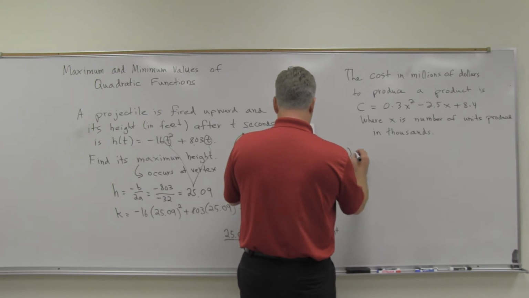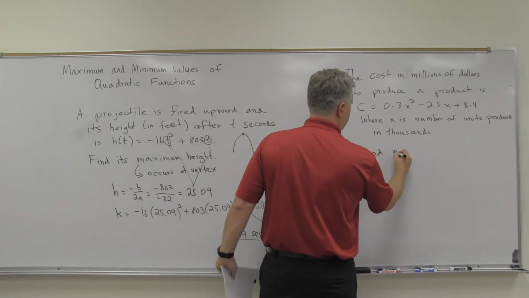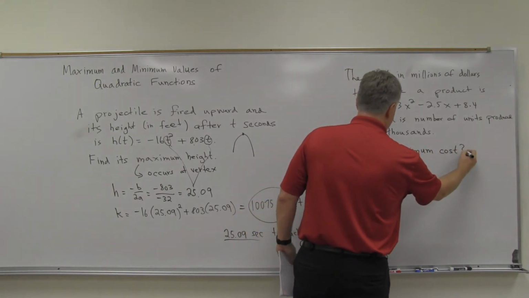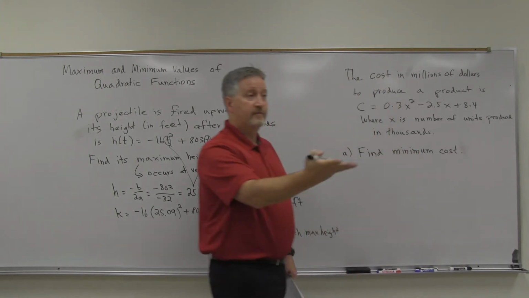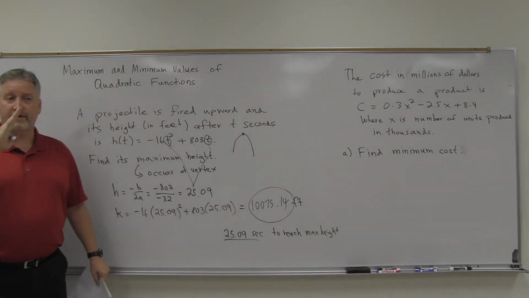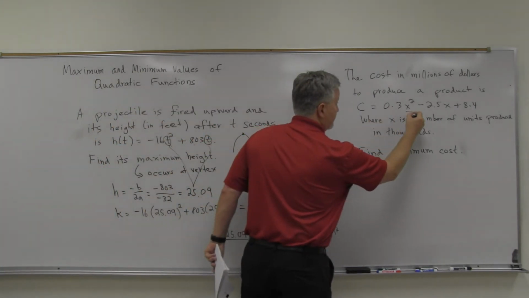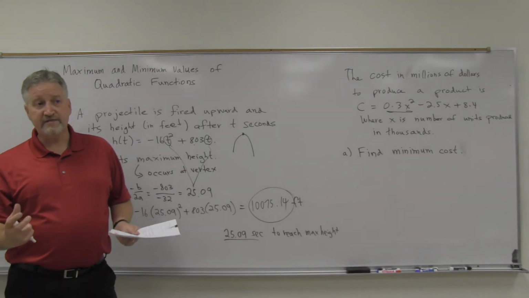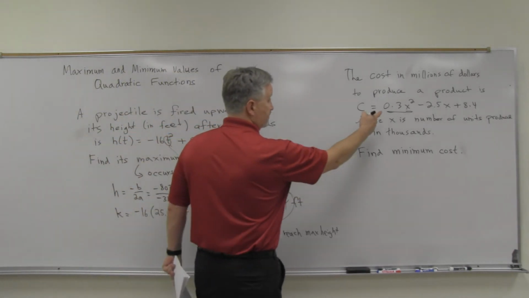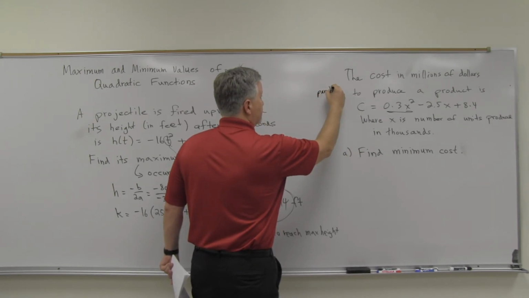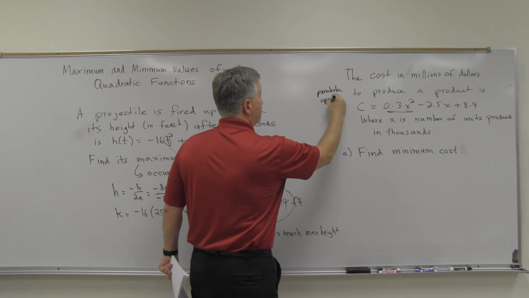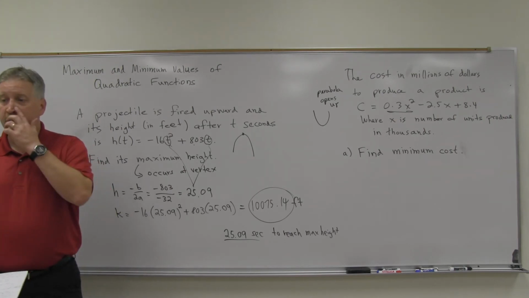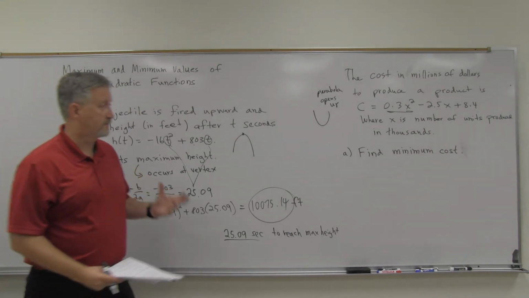All right, so part a would be find the minimum cost. It's the minimum because it opens up. Yeah, this is a parabola opening up, isn't it? We've got 0.3x squared, so that tells me it's a parabola, and a is positive. That's telling me this is an opening up parabola, and so this minimum cost is going to occur at the vertex.